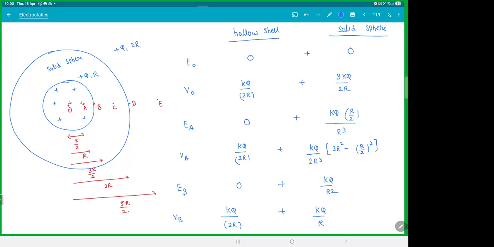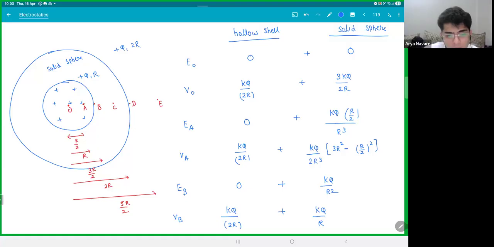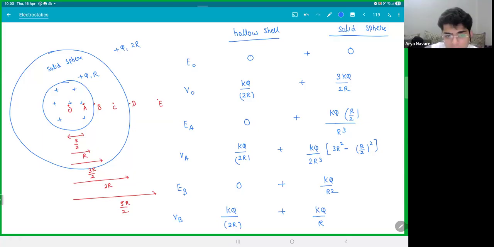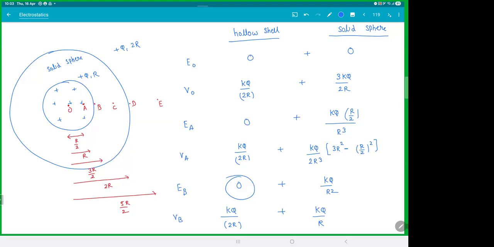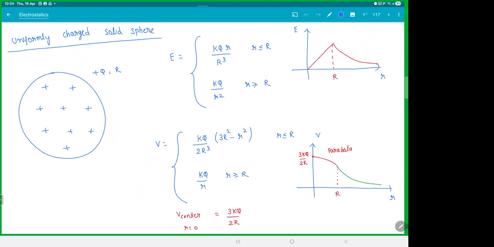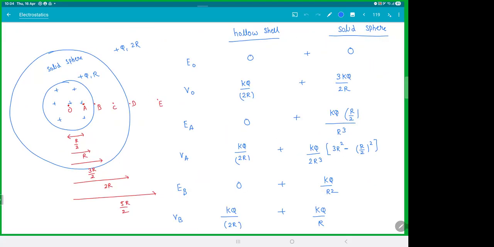Please check your answers. So can you explain the EB part? Where is B for the hollow shell, inside or outside? Inside? So 0. Where is B for the solid sphere? Just outside. So you can use any of the formulas, though both will give you the same answer. It's a continuous function, right? So you can just use KQ by R square.